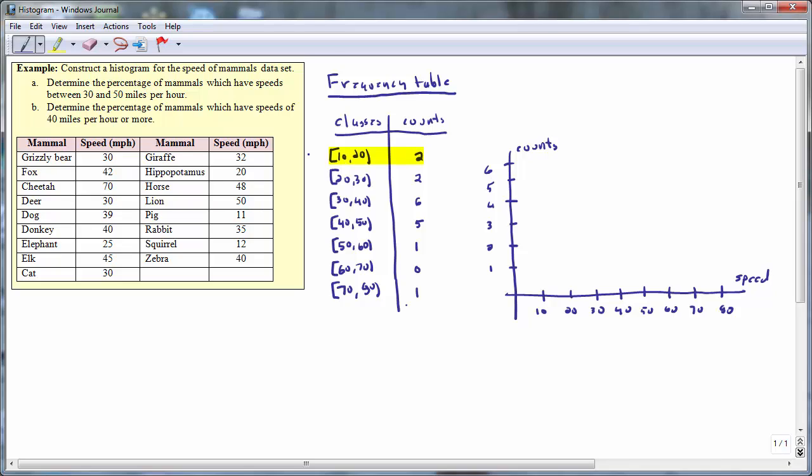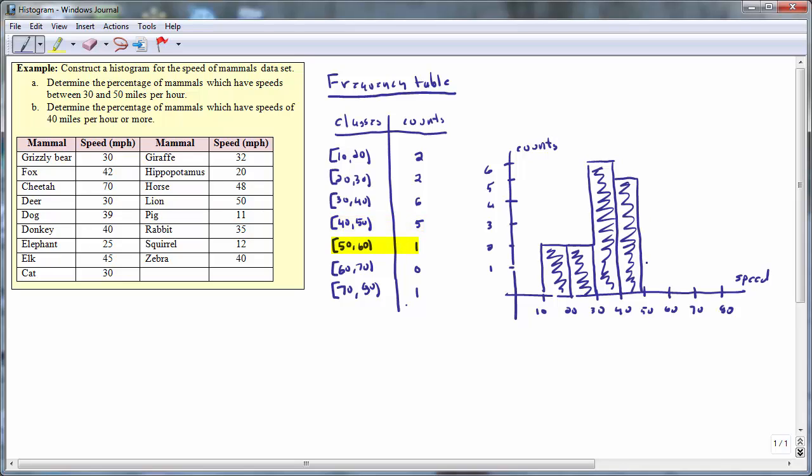So go back to the frequency table. In my first class, between 10 and 20, I have a count of 2. So between 10 and 20, I make a bar of height 2. Between 20 and 30, I make another bar of height 2. Between 30 and 40, I make a bar of height 6. Between 40 and 50, I make a bar of height 5. Between 50 and 60, I make a bar of height 1. And between 70 and 80, I make a bar of height 1.